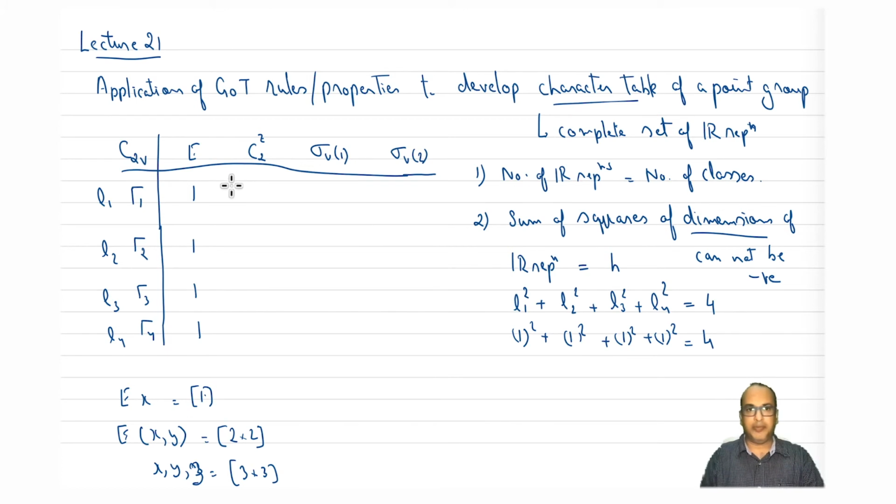Now for the next property, which is property 2, which tells me that the summation over all R of chi i of R, squared, is equal to H. That is, the sum of the squares of the characters over all operations will be equal to H. So this again gives me a value.